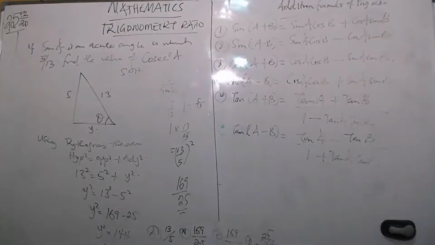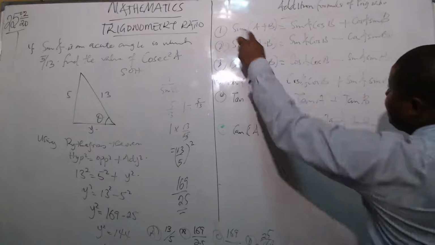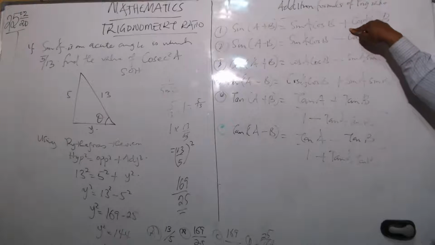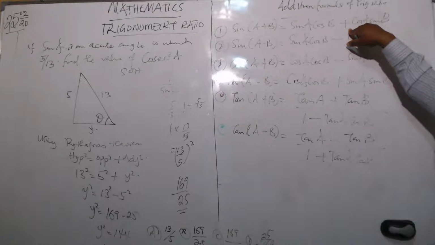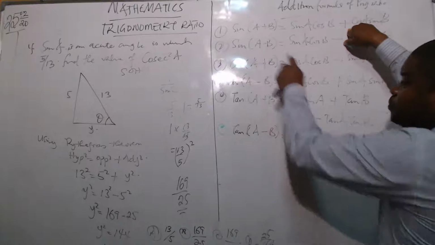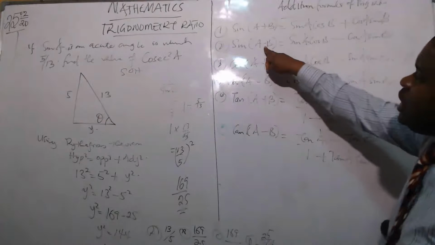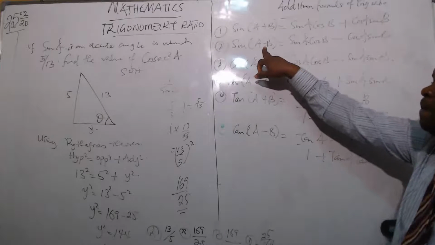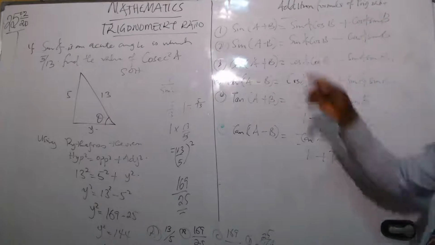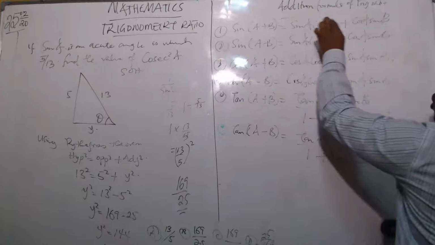Now look at this formula. Here we have the addition of sine, and in the equality sign we also have the addition. Now in the second one too, we have the subtraction, and the sign here is also the negation of this. But for sine, we have sine and cos.